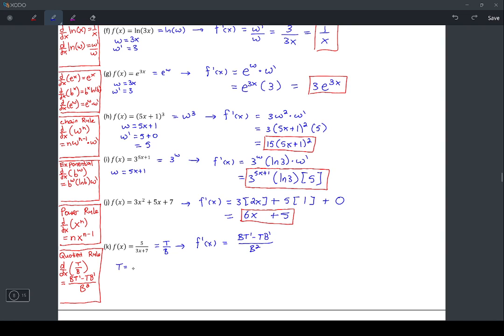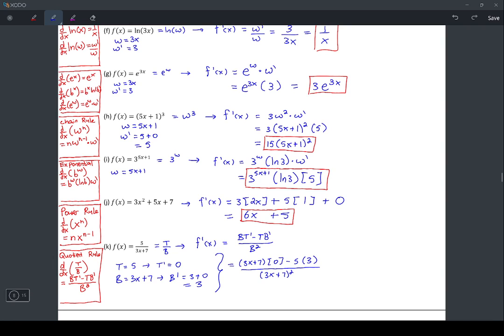Okay, so t is equal to 5. 5 is a constant. Its derivative is 0. b is equal to 3x plus 7. b prime is equal to 3 plus 0, which is 3. Put it all into the formula. The bottom function, 3x plus 7, times t prime, 0, minus the top function, 5, times b prime, 3, all divided by 3x plus 7 squared.